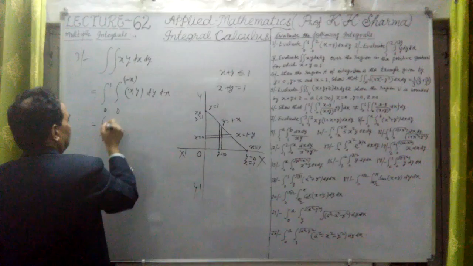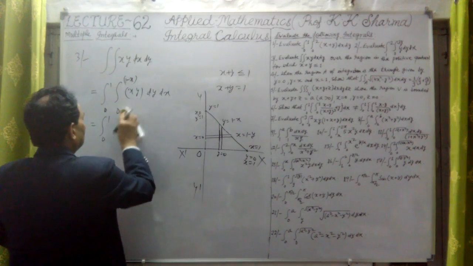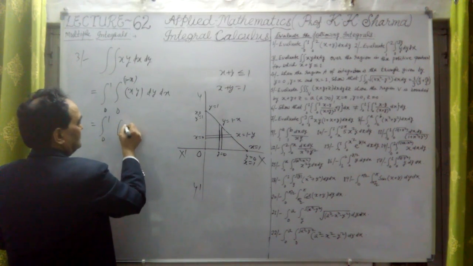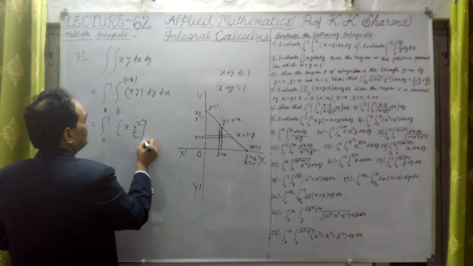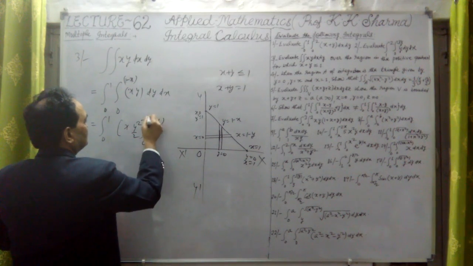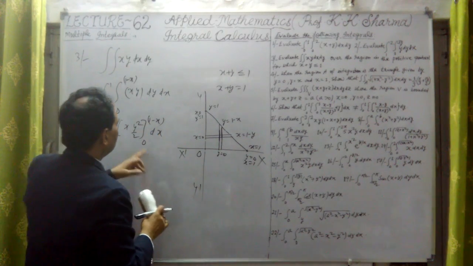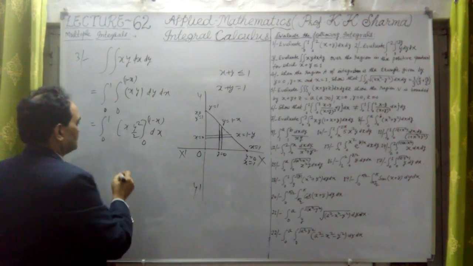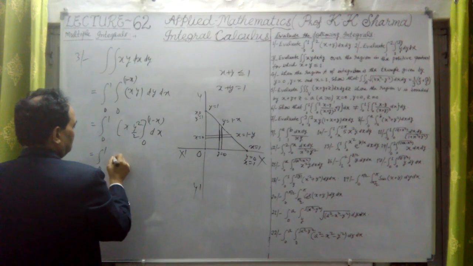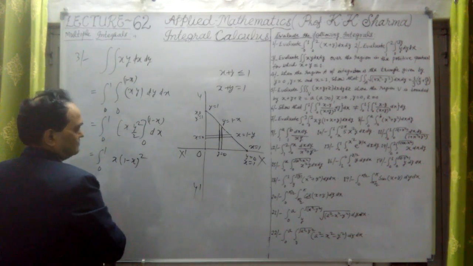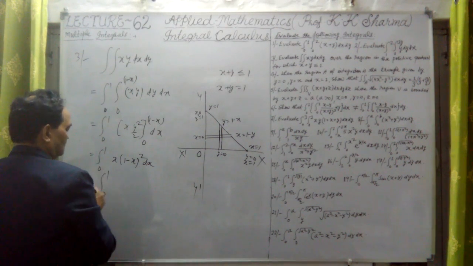Let me integrate this with respect to y first. So the integration of x times y: x is constant, and the integration of y is y squared over 2, from 0 to 1 minus x. Now we will integrate with respect to dx, but before that we have to put in the limits. At 0 it is 0, but at 1 minus x, from 0 to 1, x times (1 minus x) whole squared, into dx.